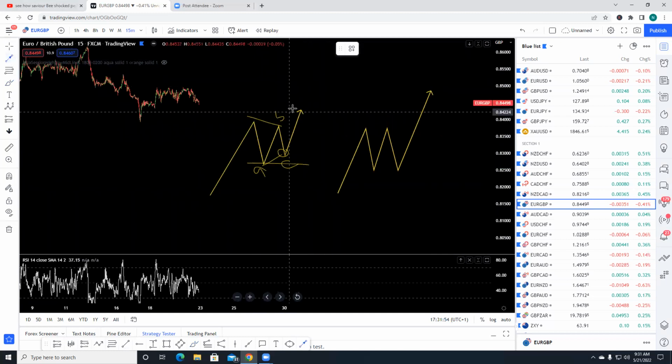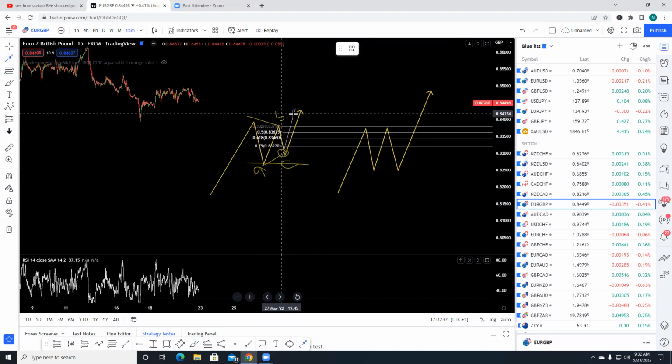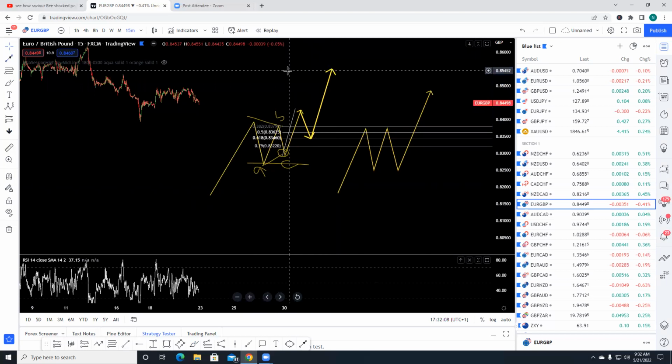And as soon as it's broken to the upside, what will you do, guys? Take a fib of this length, look for a retracement of 50 to 61.8, and then look for a continuation move to the upside. Okay? This is simple, guys. Another thing you can do is that you must wait.